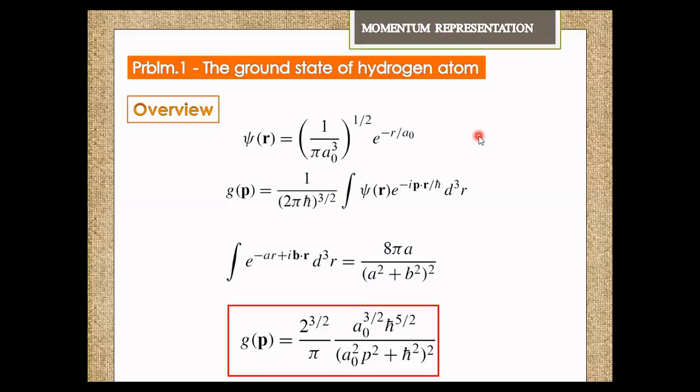So this is the overview of our problem. First of all, we have to write the spatial three-dimensional wave function of the ground state of hydrogen atom. Then the transformation equation for the momentum wave function. Then we are substituting this general integral. Finally, we obtain Gp is equal to 2 raised to 3 by 2 by pi into a0 raised to 3 by 2 s cut raised to 5 by 2 divided by a0 square p square plus h cut square the whole square. This is the solution for our first problem.